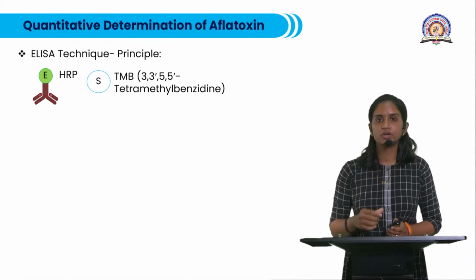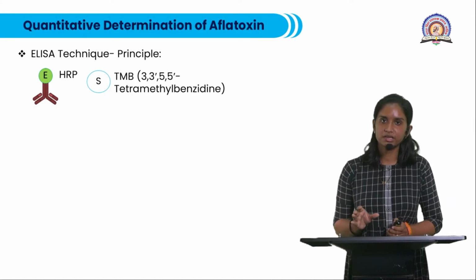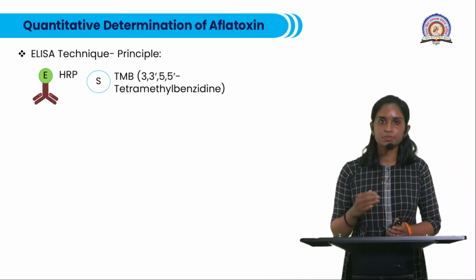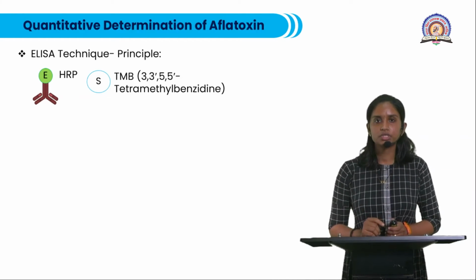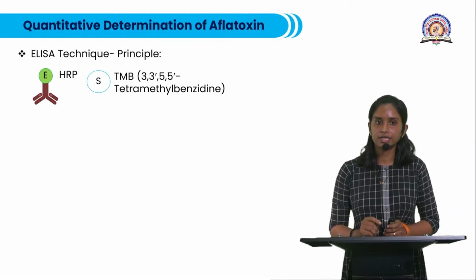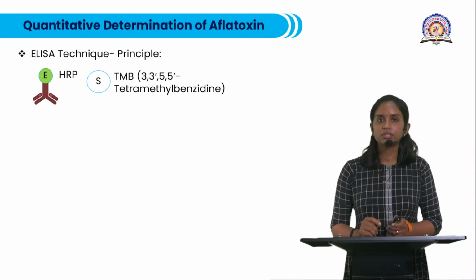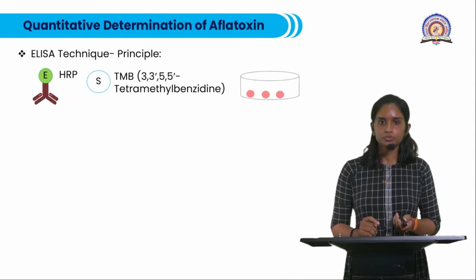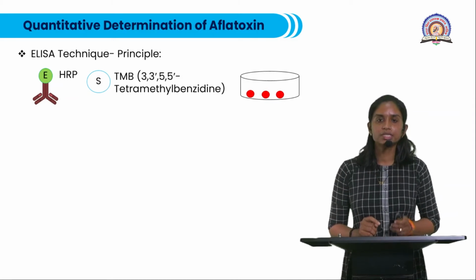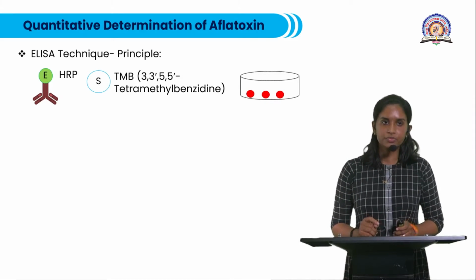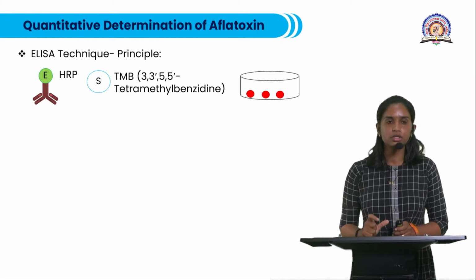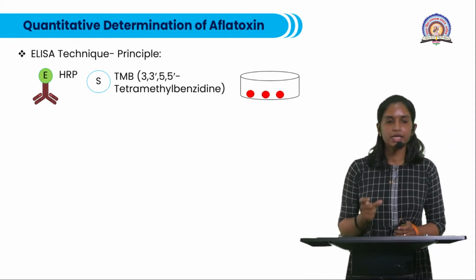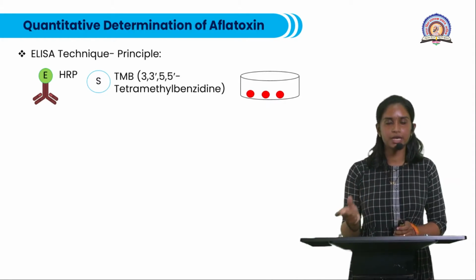Here the enzyme that we are going to use, or the commonly used enzyme in ELISA, is HRP, that is horseradish peroxidase, and its specific substrate is TMB, which has the full form 3,3',5,5'-tetramethylbenzidine. When this TMB is converted into product, it gives blue color. And the third thing that you need is an antigen coated microtiter plate. Now the name indicates that immuno means you are going to use the specificity of antibodies, and enzyme refers to the specificity of the substrate and enzyme.